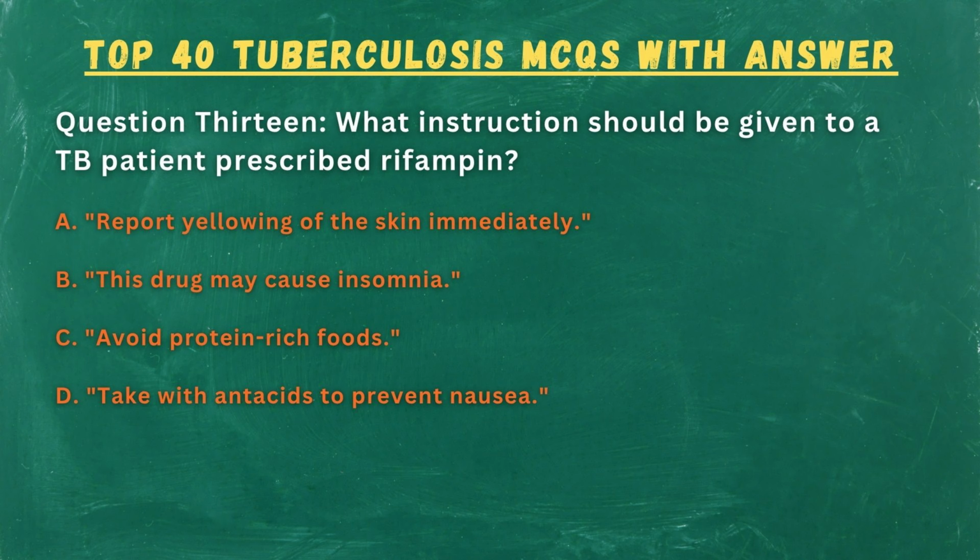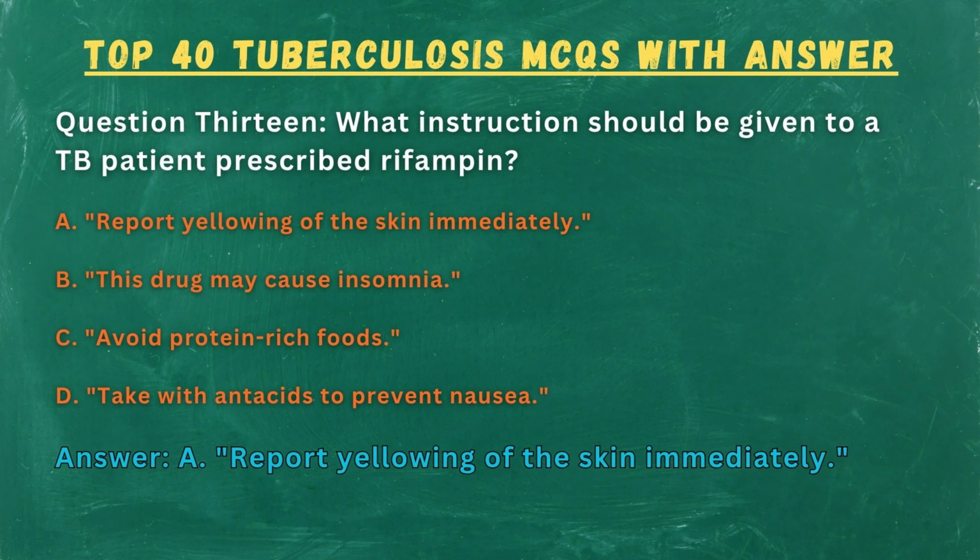Question 13. What instruction should be given to a TB patient prescribed rifampin? A. Report yellowing of the skin immediately. B. This drug may cause insomnia. C. Avoid protein-rich foods. D. Take with antacids to prevent nausea. Answer. A. Report yellowing of the skin immediately.